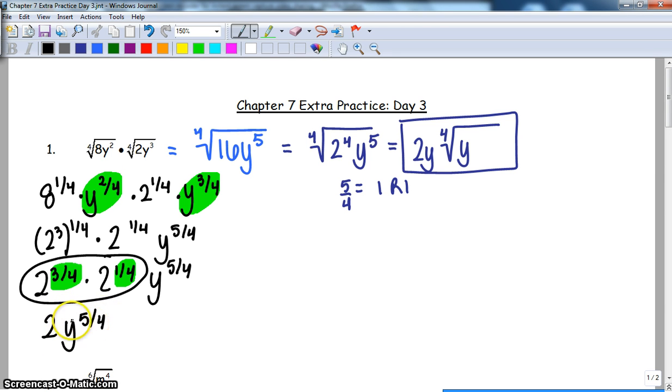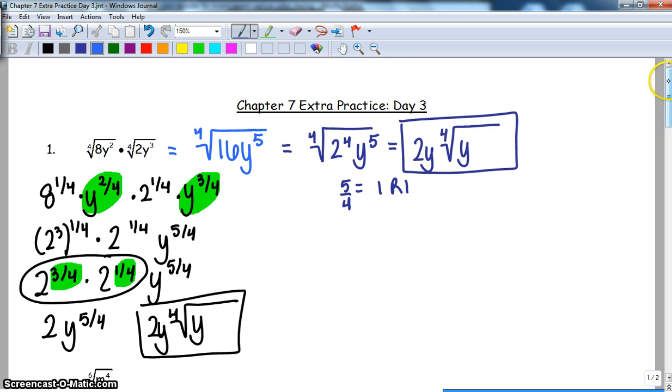And then you're just going to go ahead and convert to radical form when you're done. You may notice that you're going to have an extra y come out. 5/4 is 1 remainder 1. So that's where your 1 y comes out and your 1 y, whoops, that should be a 4th root, and your 1 y stays in. Okay, up to you.